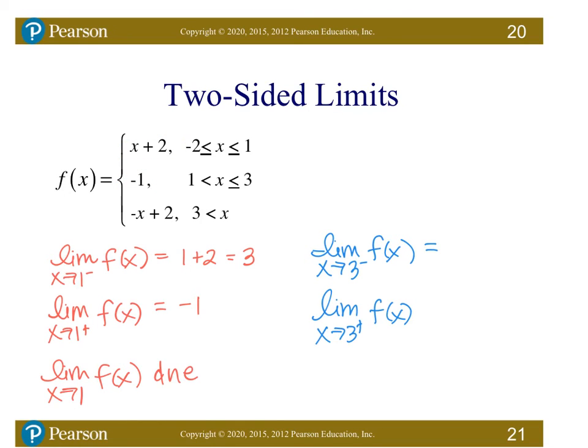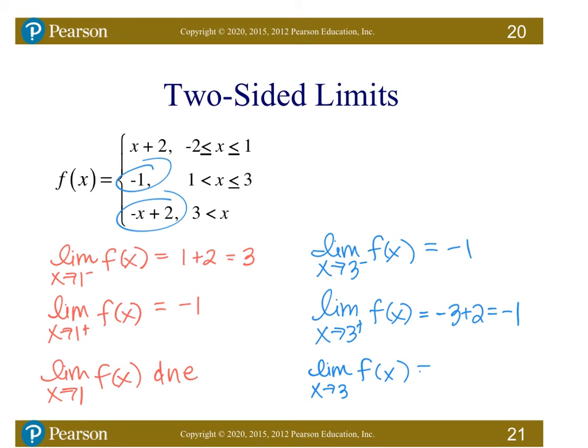Approaching from the left, I'll be using the middle value, so that would be -1. Approaching from the right, I'll use the last piece of the function. So that would be -3 plugged in plus 2. That is also -1. So here's an example where the two-sided limits do equal each other. So then we can conclude that the limit approaching 3 overall is equal to -1 because the two-sided limits matched each other.